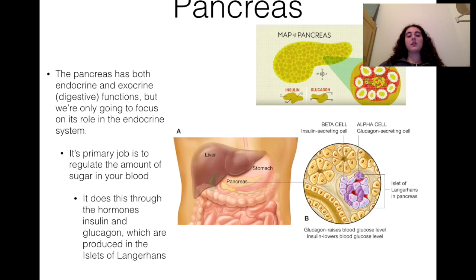So the pancreas. The pancreas has both endocrine and exocrine digestive functions, but we're only going to focus on its role in the endocrine system right now. Its primary job is to regulate the amount of sugar in your blood. It does this through the hormones insulin and glucagon, which are produced by the islets of Langerhans, which you can kind of see as this little circle here.